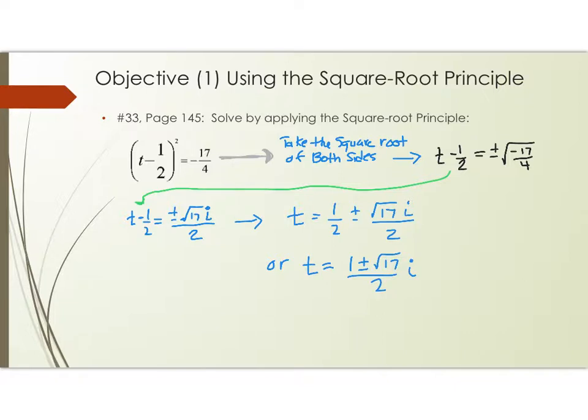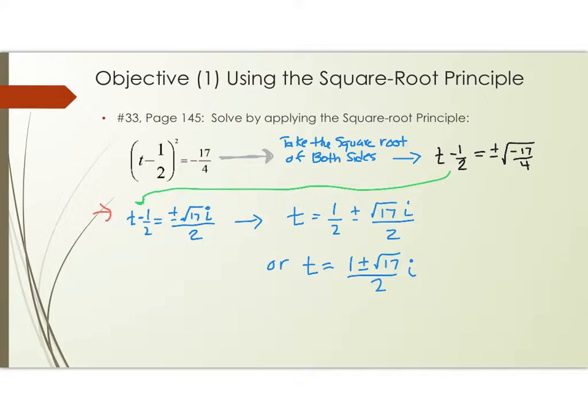So when we take the square root of both sides, we have t - 1/2 on the left side of the equation, and we have plus or minus the square root of -17/4. Now, if you come down here, we have t - 1/2 is equal to plus or minus √17 i, remember, i is the square root of -1 by definition, divided by 2. We just took the square root of both the numerator and the denominator.